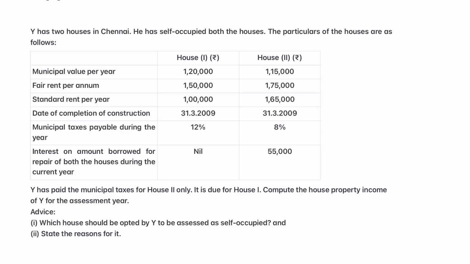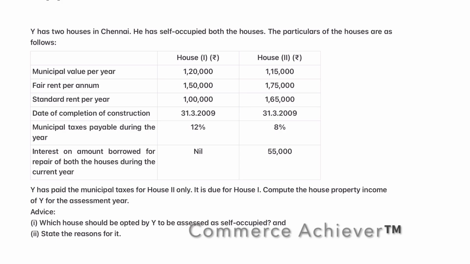So we have seen that Y has two houses in Chennai and he has self-occupied both the houses. The particulars of the houses are as follows. We have been given the following information regarding house 1 and house 2, and I'll read the respective information while doing the solution. Y has paid the municipal taxes for house 2 only. It is very important to take care that we consider municipal tax only when it is paid. Clear? It is due for house 1.